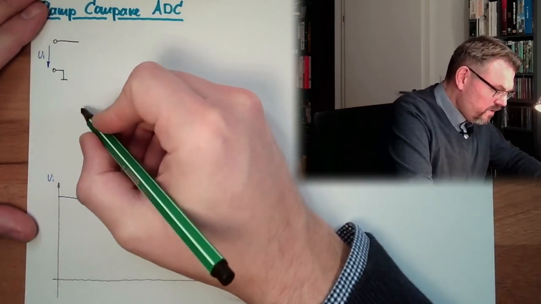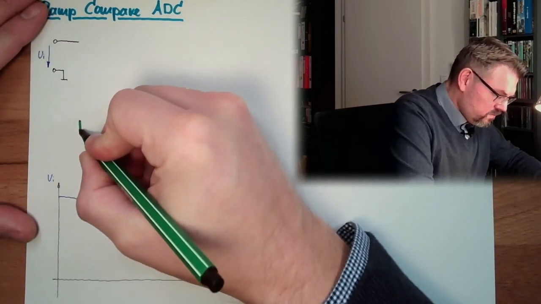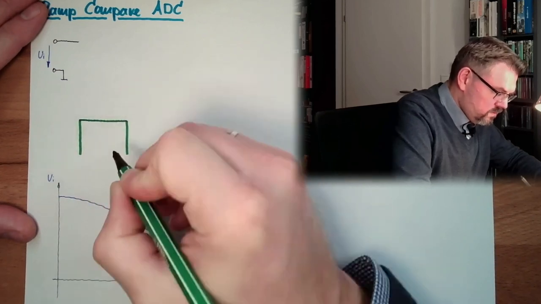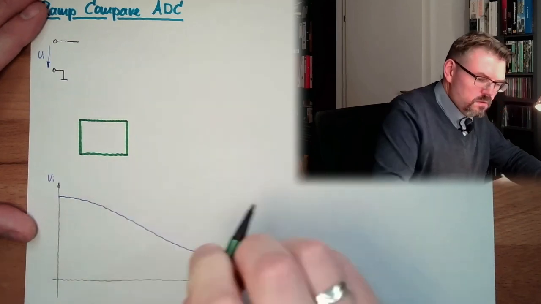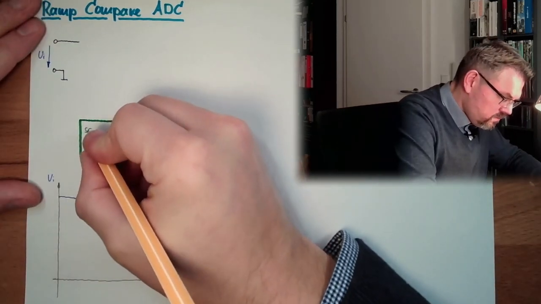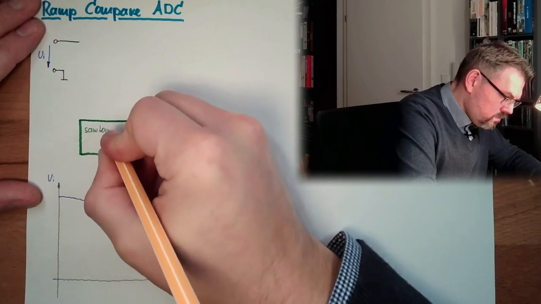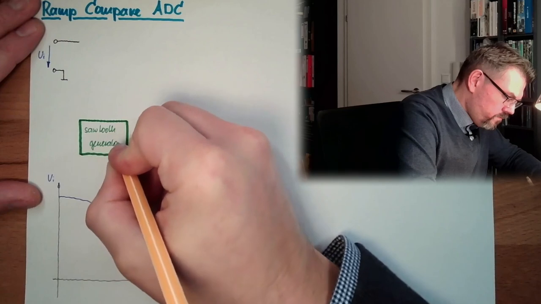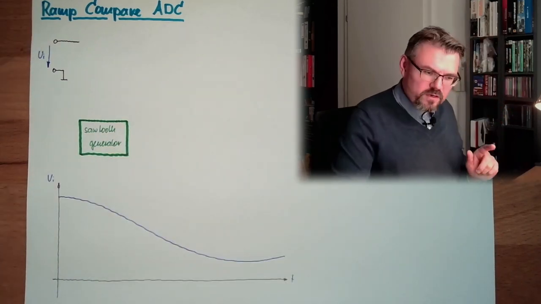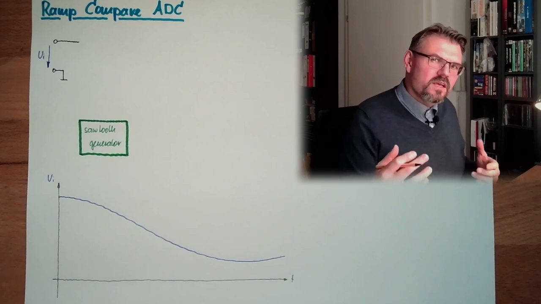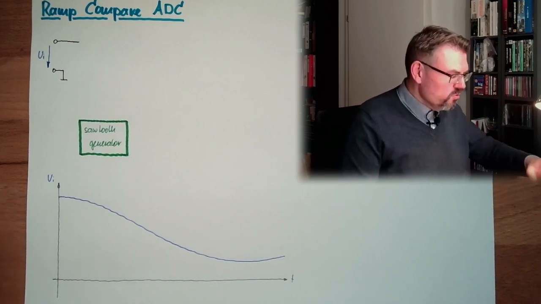So we have somewhere, throw it here, a sawtooth generator. What is this sawtooth generator? The sawtooth generator is producing a special form of voltage. It's producing a sawtooth swing.